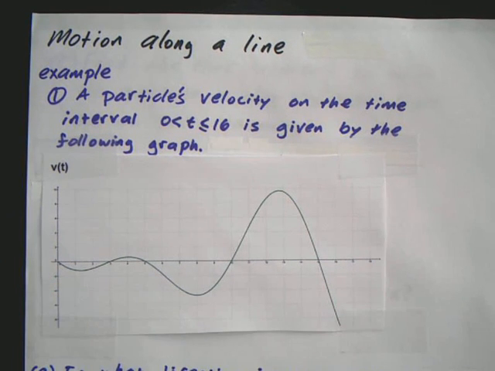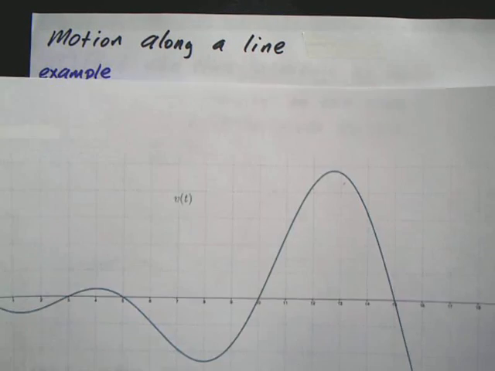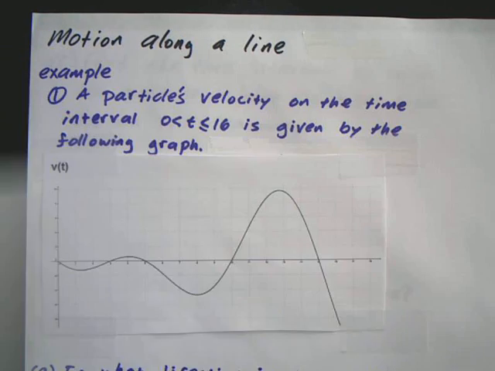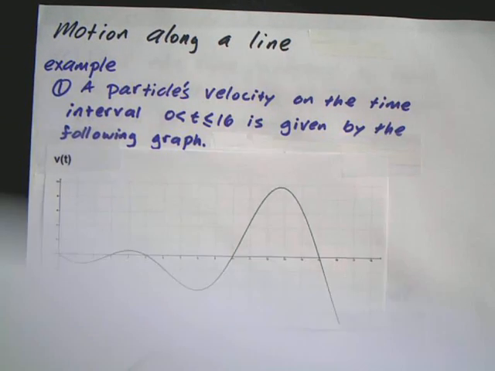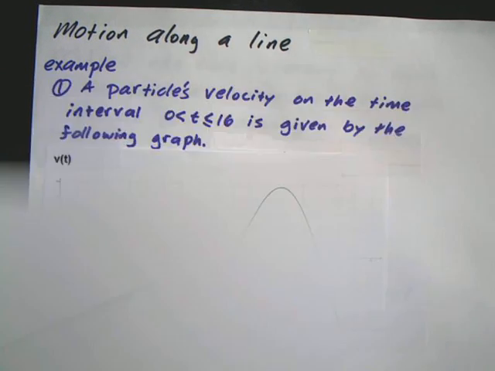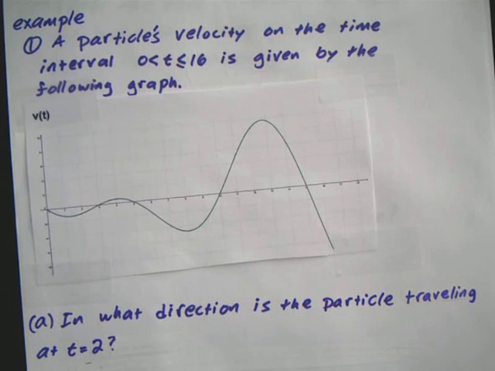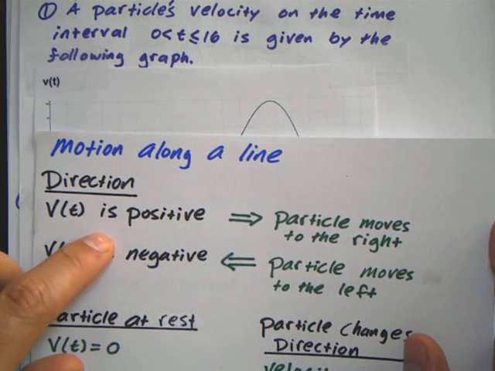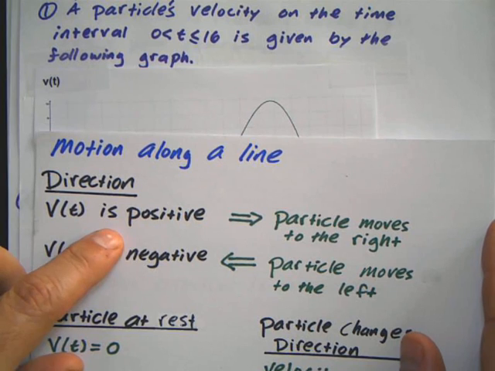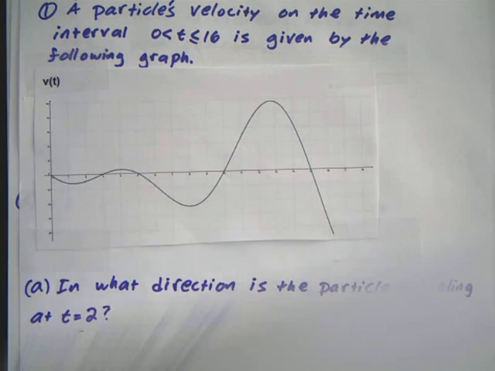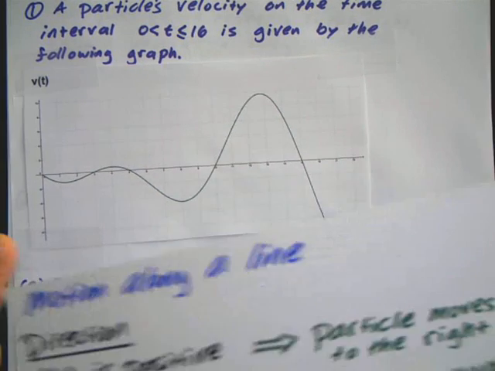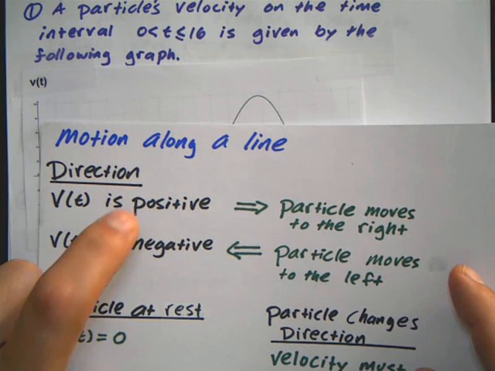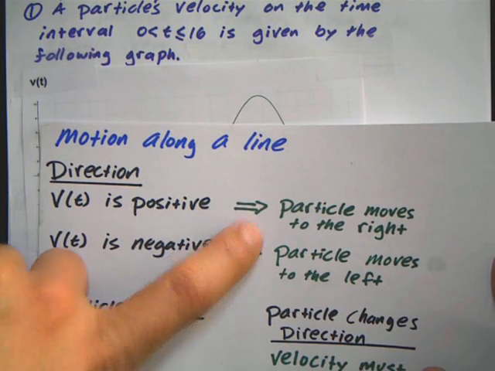Now I'm going to be using a bigger graph to refer to certain aspects of it, but this graph is the same as this bigger one that I have over here. So for part A, in what direction is the particle traveling at t equals 2? Back to the definitions that we did, the direction is based on the sign of velocity, whether it's positive or negative. So you have to look at 2 and figure out if we have a positive or negative velocity. That's going to indicate what direction it's traveling.